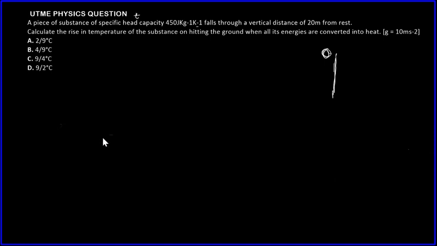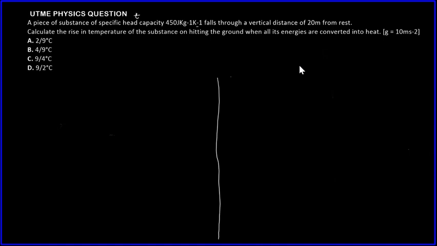They ask us to calculate the rise in temperature of the substance on hitting the ground when all energies are converted into heat. Let's clean this. So this is just energy conversion. That's what we use to get the rise in temperature, because here we know that one form of energy is being converted to another one.